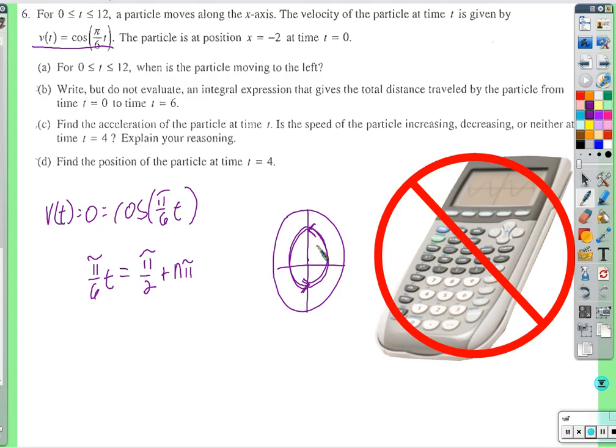Okay. We need to solve for t. How do we solve for t? Multiply by 6 over pi on both sides, of course. t equals, okay, so that pi cancels that pi, gets 6 over 2, that's 3, plus 6n.